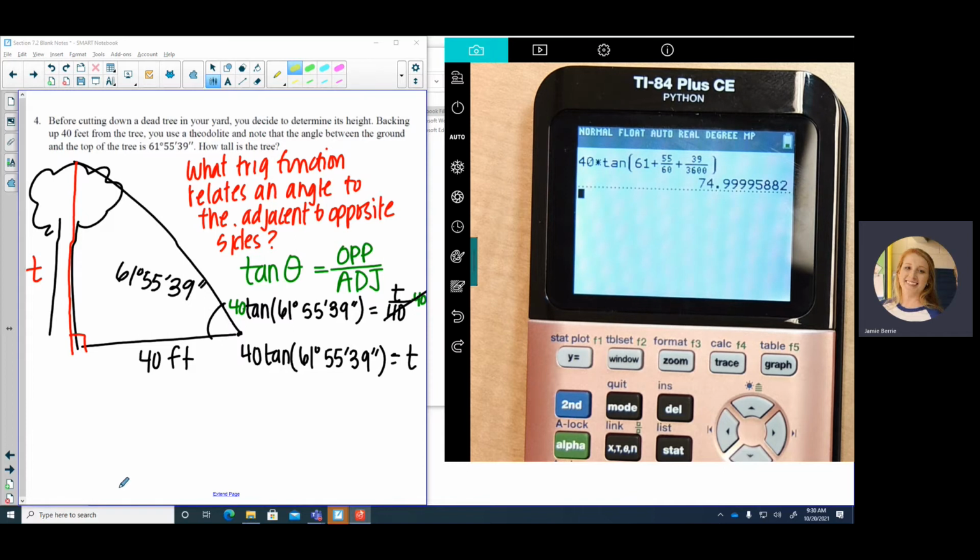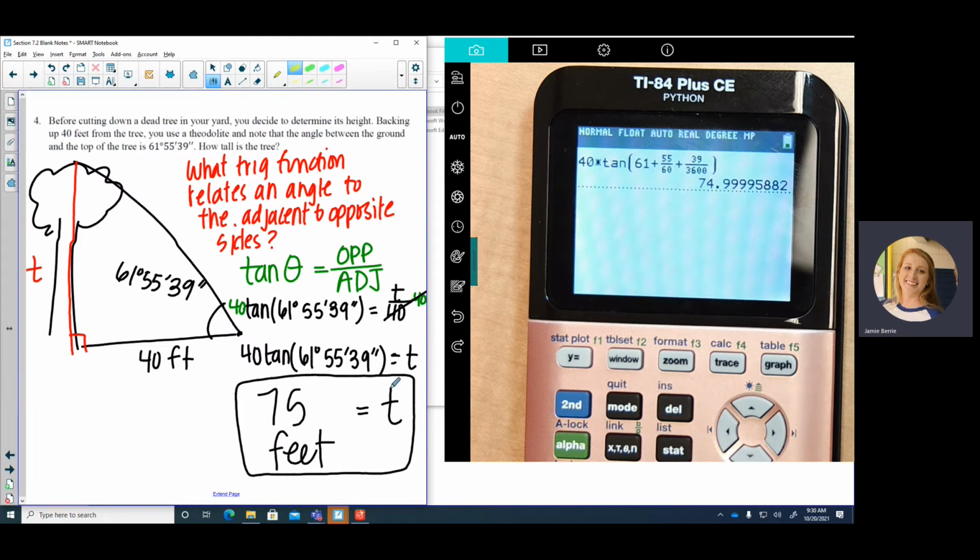There we go. Let's see. We're going to round this to 75 feet. So T is 75 feet. And I know it's feet because that was the unit the problem was in. All right, so T is 75 feet.